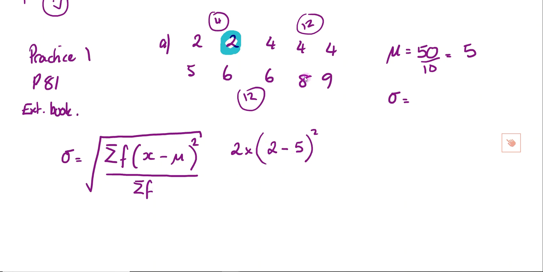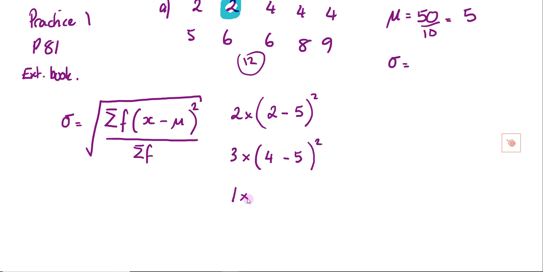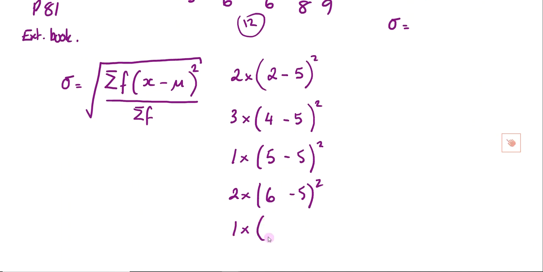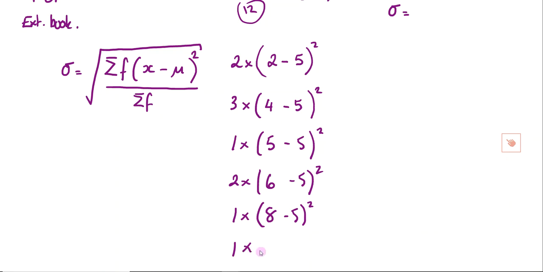I'm going to now do, there are 3 lots of 4 minus 5 squared. There is 1 lot of 5. There are 2 lots of 6, there is 1 lot of 8, and there's 1 lot of 9. Happy with that? Just taking each, so it's like doing every point separately. If every number was different, you'd have to do them all separately. There'd be no F frequency thing.